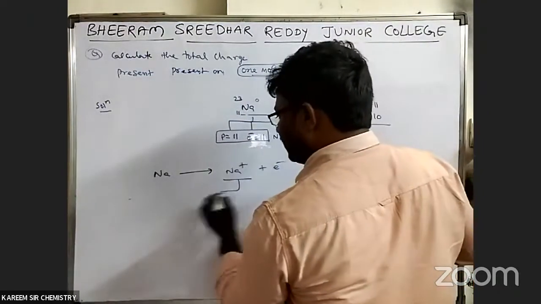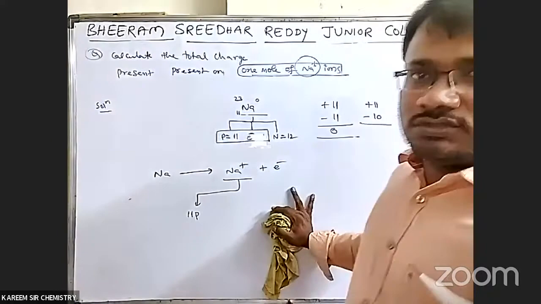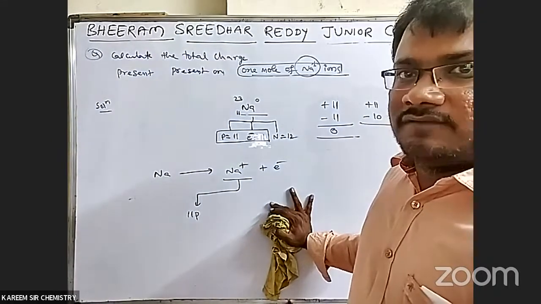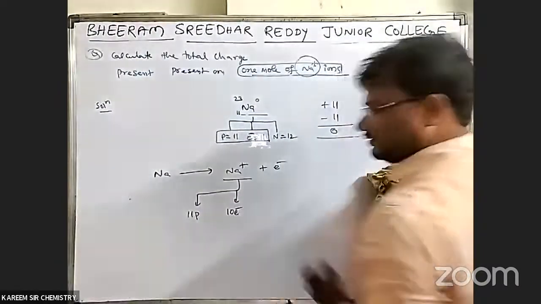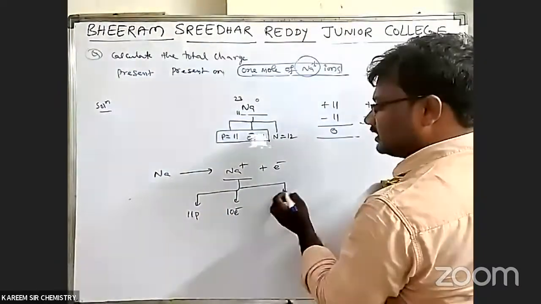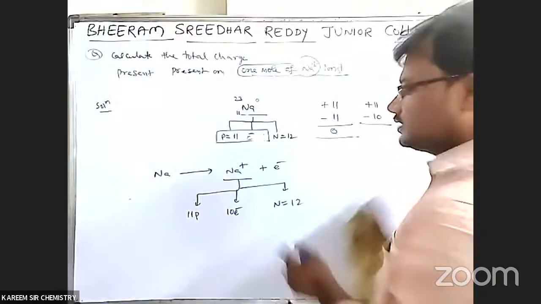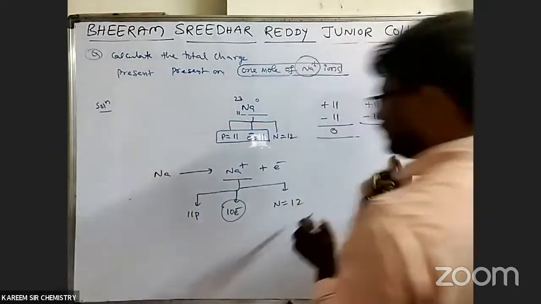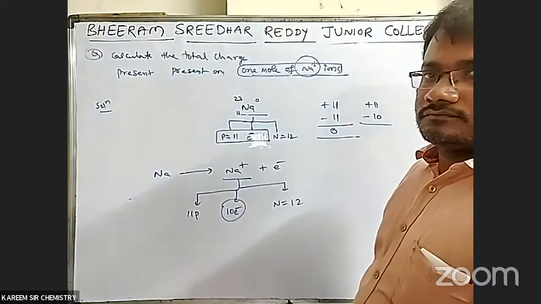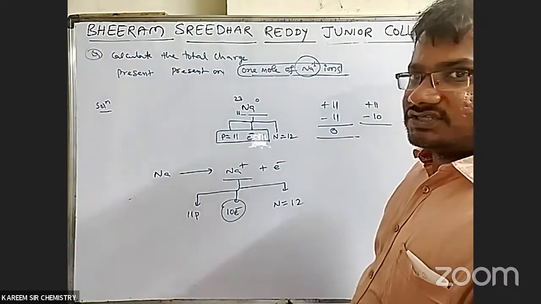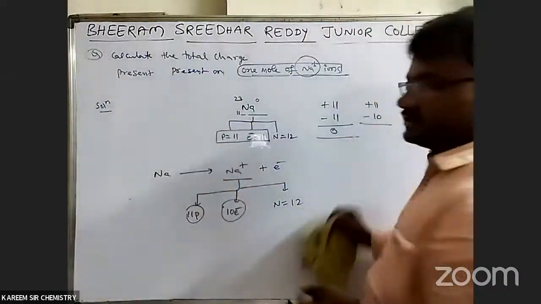So now here Na has 11 protons. Protons will never be lost or gained because they are present in the center of the atom, in the nucleus. And electrons are 10. Neutrons also have no change, they are 12. Protons and neutrons are never lost or gained. So here, how many are extra?